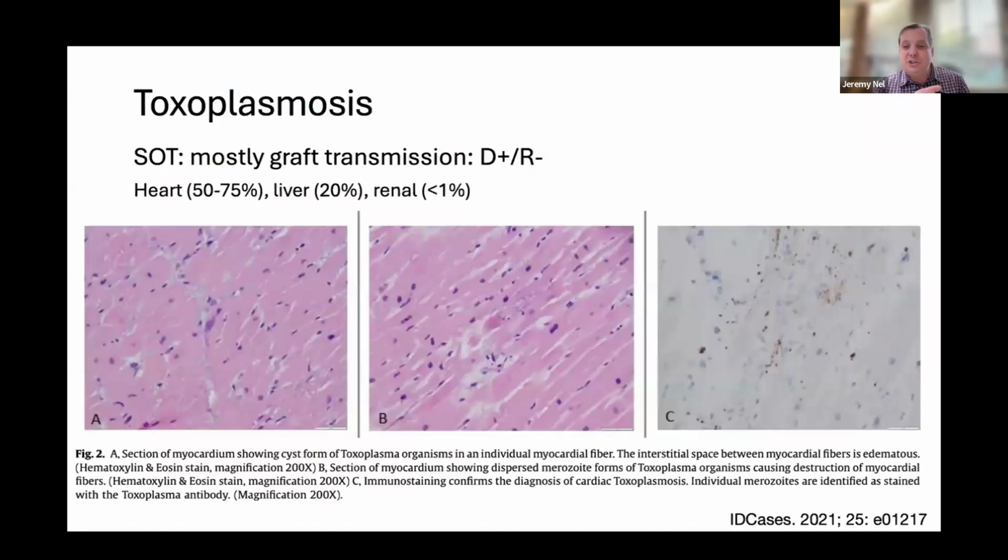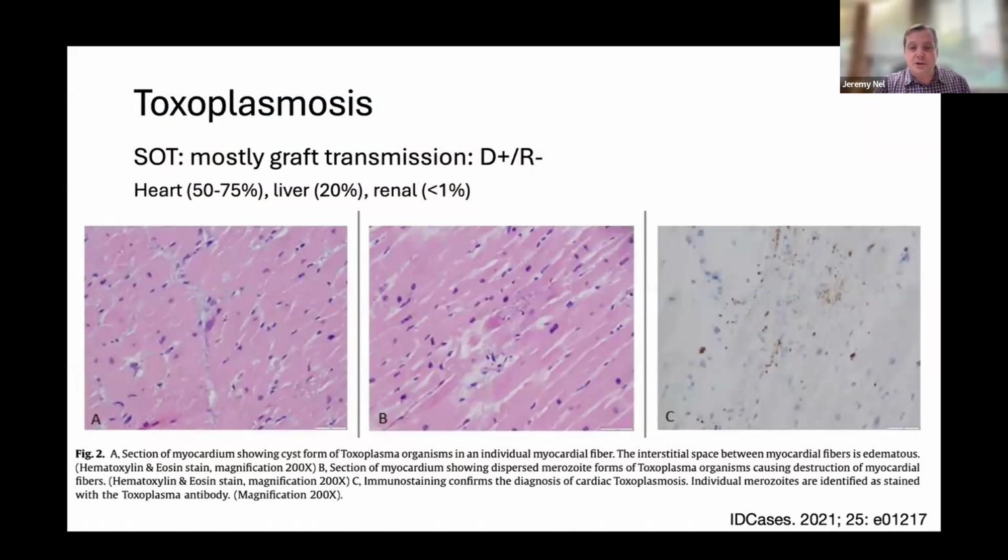And then toxo, I mentioned this already. The problem in solid organ transplantation is mostly transmission via the graft. In other words, it's not really reactivation in you, like many other infections are post-transplant. It's really the other thing. It's whether you're actually getting this toxoplasmosis from the graft. So the heart that you get transplanted in you has the toxoplasmosis, and then it can reactivate and cause a huge amount of problems.